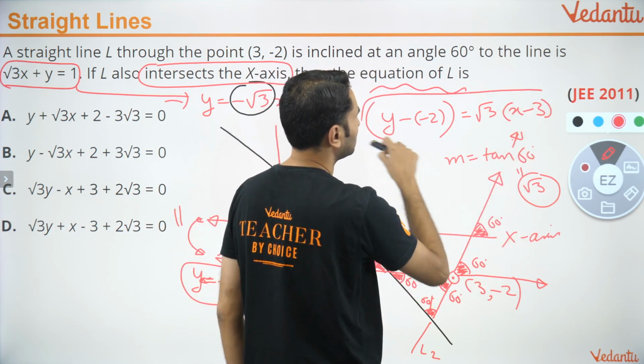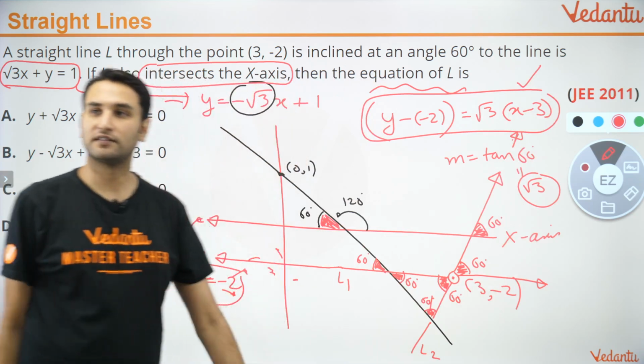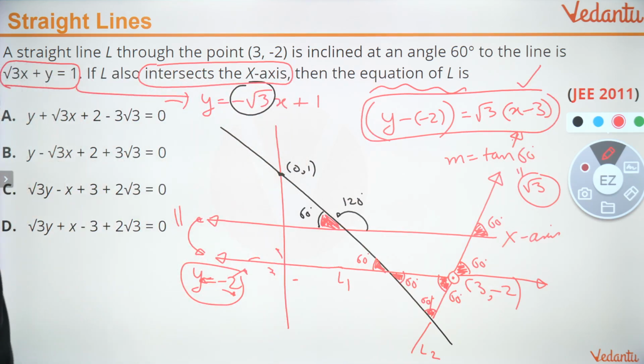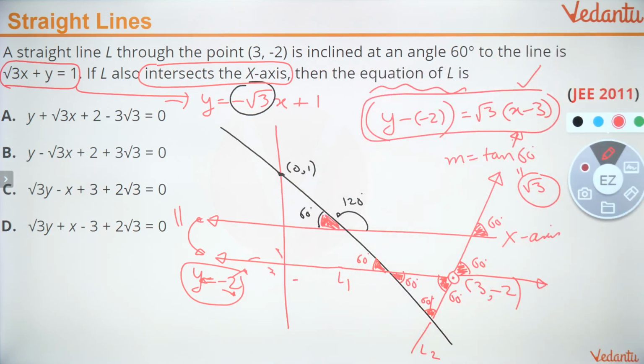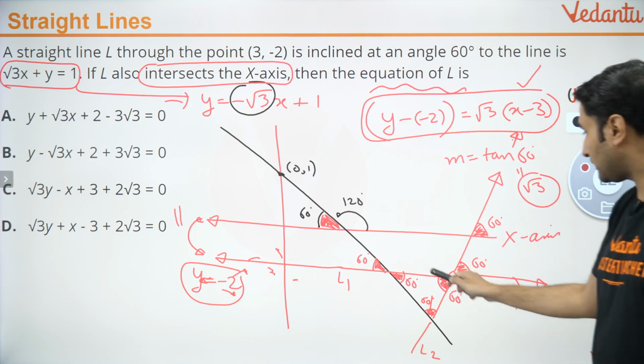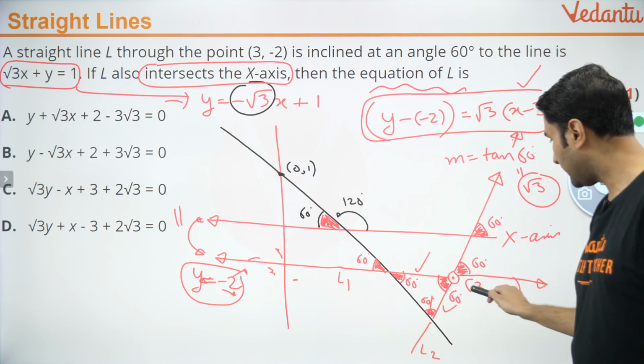This is the answer. Got it? Whatever the answer, I think B will be the answer. But did I use any equation here? Did I use any equation? How many lines are possible? Two lines are possible. This one and this one.